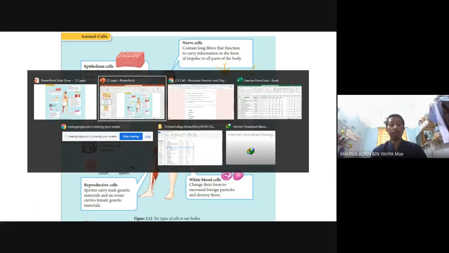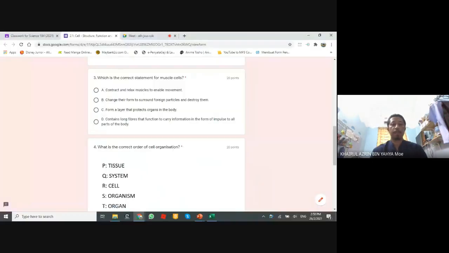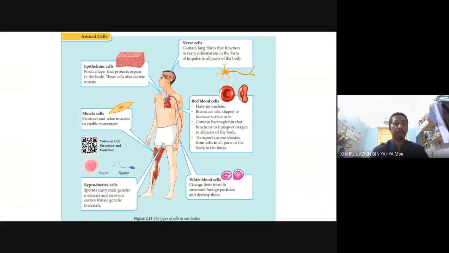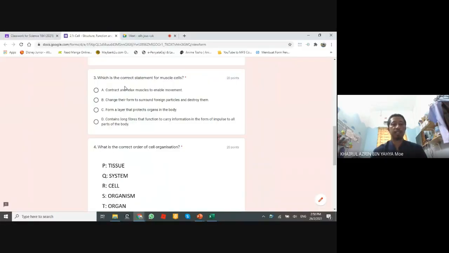Okay, so let me open the question again. This one refer to muscle cells. So we open this one, muscle cells. This one contract and relax muscles to enable movement. So the answer is A.